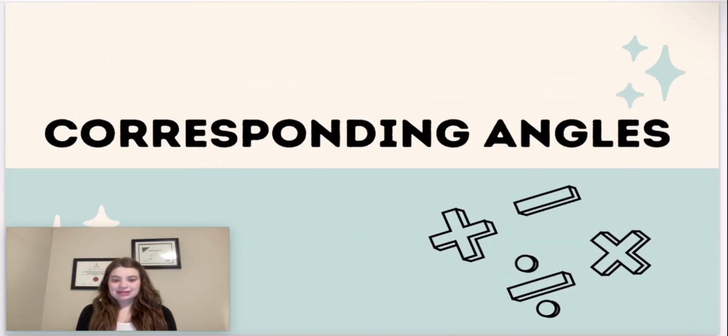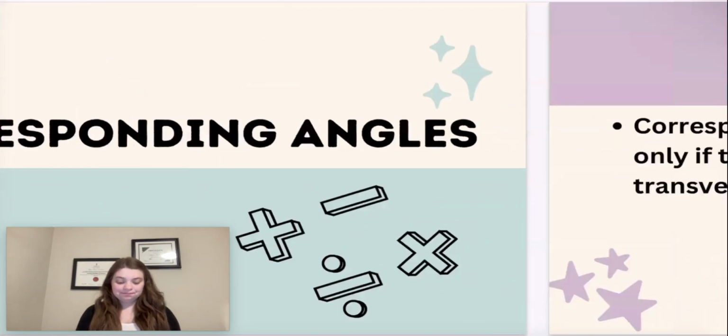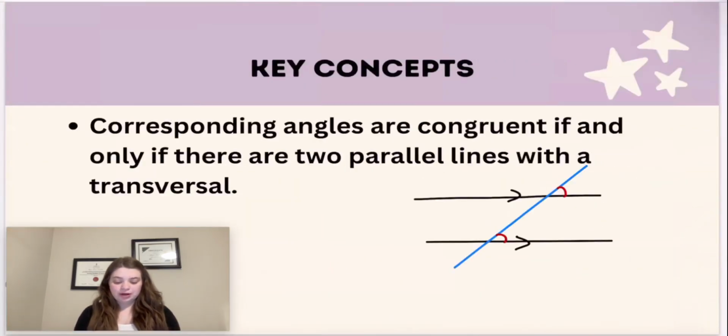Welcome back. Today I'm going to be going over corresponding angles and we're going to solve two problems, one simple and one more challenging regarding them. So corresponding angles are congruent, meaning same measure, if and only if there are two parallel lines with a transversal.